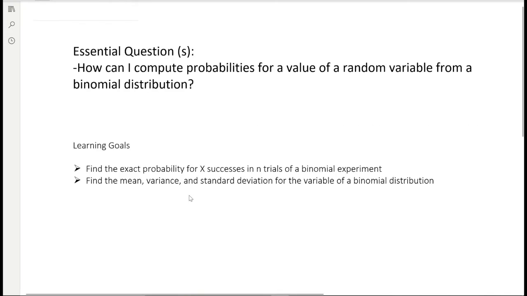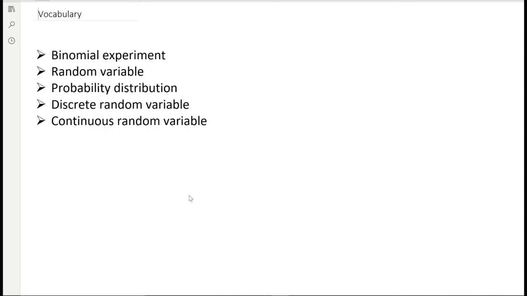So today we're going to be talking about computing probabilities for a value of a random variable from a given binomial distribution. So we want to be able to find the exact probability for x successes in n trials of a binomial experiment, as well as find the mean, variance, and standard deviation for the binomial distribution. We're also going to introduce the concept of a probability distribution and review those concepts as well. So the vocab includes the binomial experiment, the idea of a random variable, probability distribution, discrete random variable, and continuous.